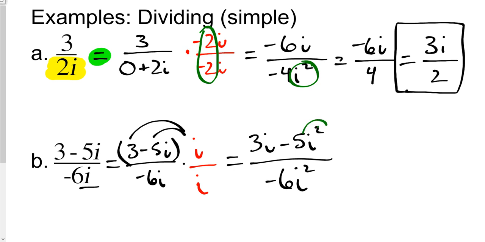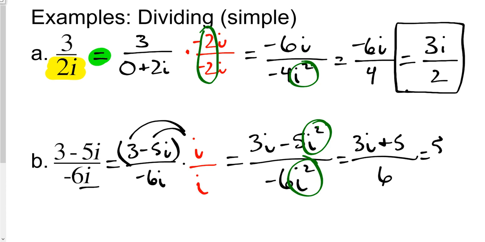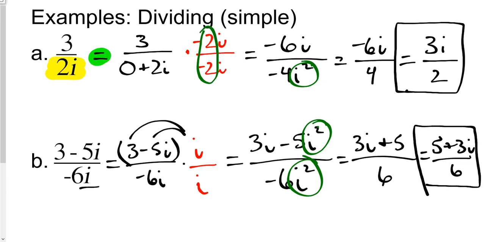So I've got a pair of i squareds, which of course are really going to be converted into negative ones. So over here I have 3i, and instead of minus 5i squared, it's plus 5. And in the denominator, instead of negative 6i squared, it's really positive 6. But I want to write it in standard form, so this 3i plus 5 really needs to be 5 plus 3i, and that's over 6. 5 and 3 in the numerator are relatively prime, so there's nothing I can do to simplify. So that's just what I end up with.